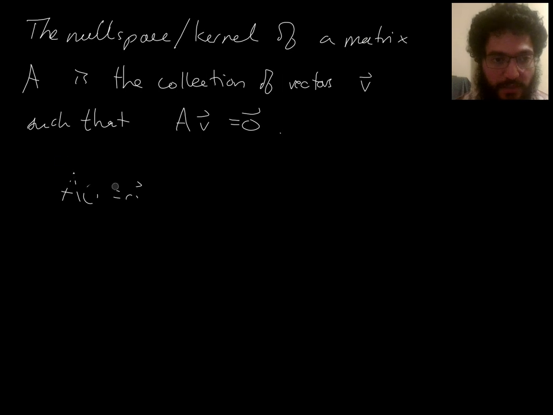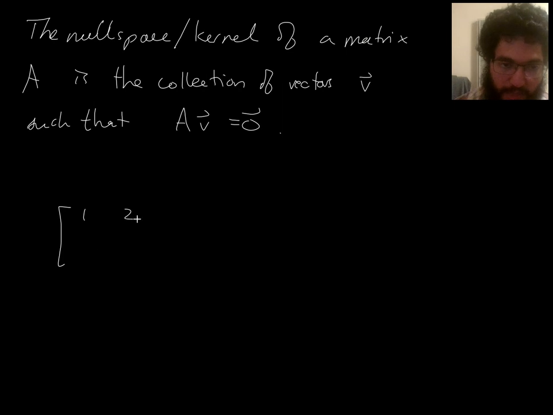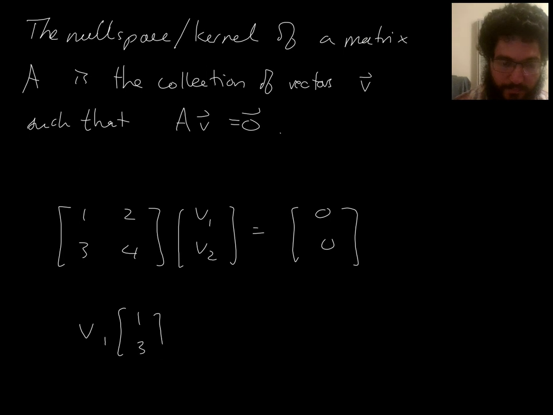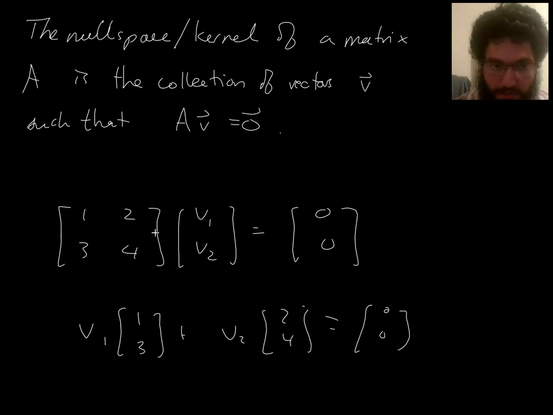So to say that something is in the null space, let's say I have this matrix, 1, 2, 3, 4, and I say (V1, V2) is in the null space. That means this is true. Just doing out the matrix multiplication on the left side. It's just taking a linear combination of these columns, with V1 and V2 used as the coefficients.